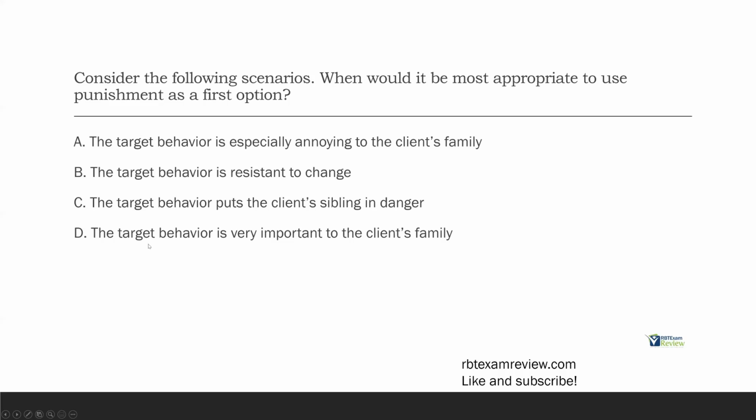What about D? The target behavior is very important to the client's family. Again, we can't just go in and start punishing everything that's important. Okay, we're trying to be a reinforcement first situation. However, if the target behavior is putting the client's sibling in danger or somebody else in danger, punishment might be necessary as a first option. C is definitely the best answer here. C is our answer.